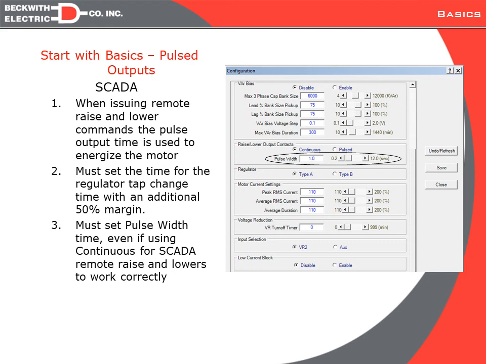So if we set this delay too short, for instance in this case 1 second, SCADA would never be able to remotely raise or lower the regulator if it takes 4 seconds to operate. We would need to change this time to at least 4 and preferably more like 6 seconds. So the pulse width setting must be done if you're going to do remote raises and lowers via DNP.